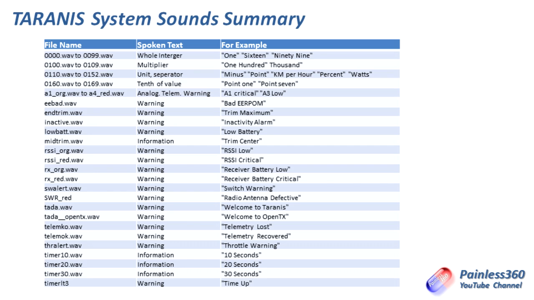And then the last ones before we get into the exciting stuff is all the analog telemetry warning stuff. So A1 underscore org.wav to A4 underscore red.wav is all the telemetry gear.